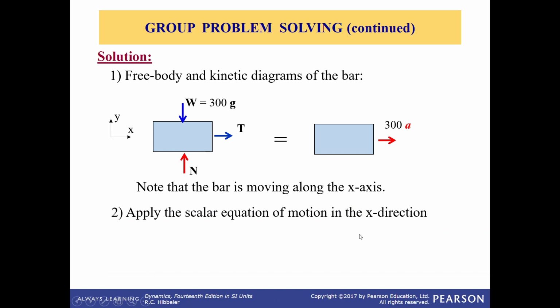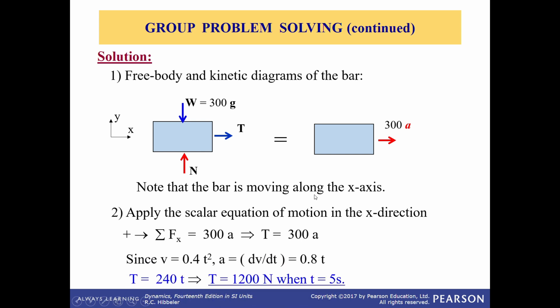Okay, second, you need to apply the scalar equation of motion in the x direction. This is actually the same if we even apply it in the y direction. I will say that the summation of Fy equals 0 means that N minus W will be 0, so N is actually the same as W. But we are concerned about the motion itself, so I need to apply the summation of Fx equals ma. In this case, we know the direction of motion of the body will be in this direction, so I will say that this is the positive direction. Summation of Fx equals 300, the mass of the body, times a, equals T. Okay, this is T, positive, equal to 300a.